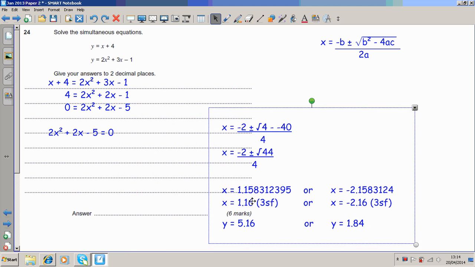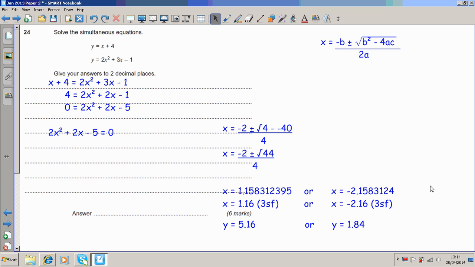I'll leave them over there. So 6 marks for that. That's a lot of marks. You're going to get yourself 1 or 2 marks to get to this point. You're going to get yourself another couple of marks to getting these, and then another couple of marks to getting your y values to go with them.